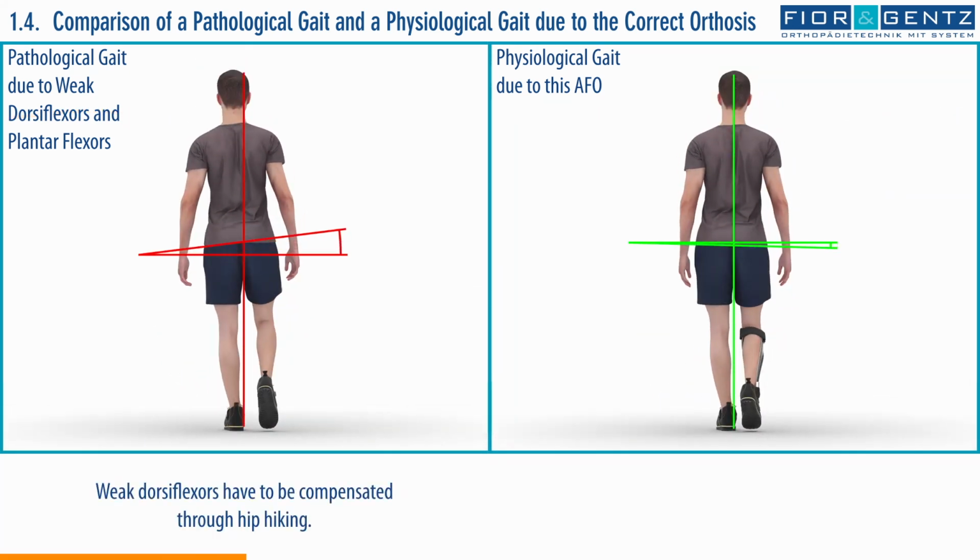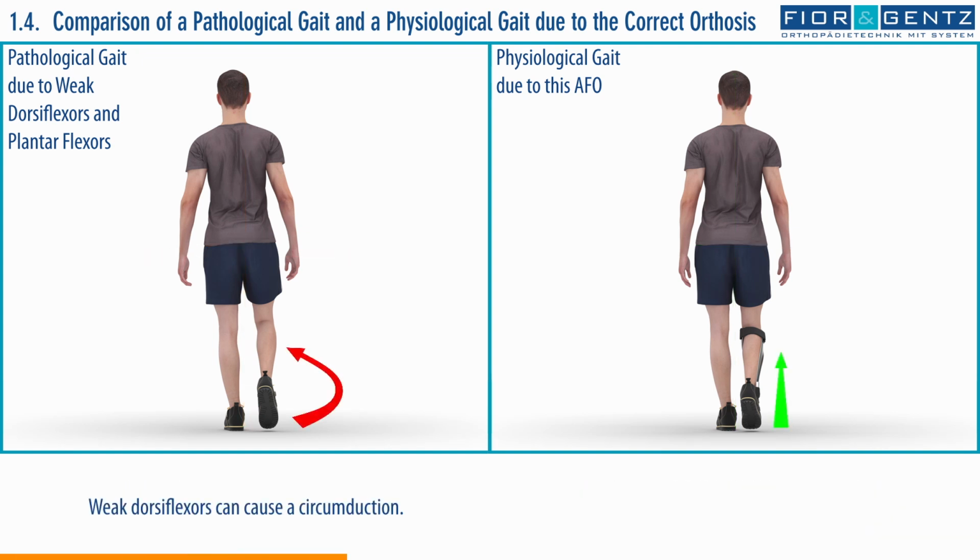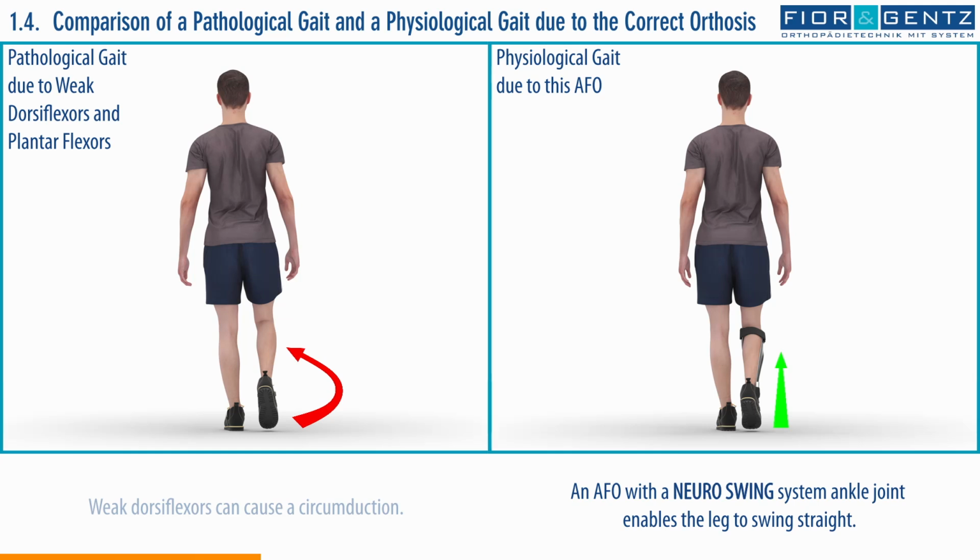Weak dorsiflexors have to be compensated through hip hiking. An AFO with a neuro swing system ankle joint allows for a physiological posture with a slight hip tilt. Weak dorsiflexors can cause a circumduction. An AFO with a neuro swing system ankle joint enables the leg to swing straight.